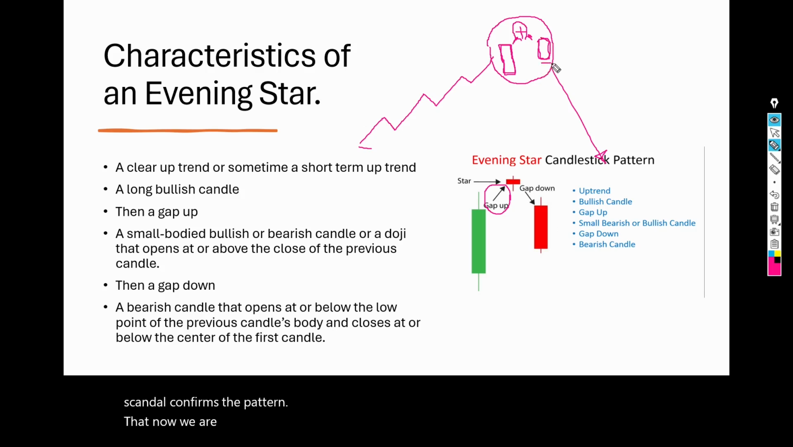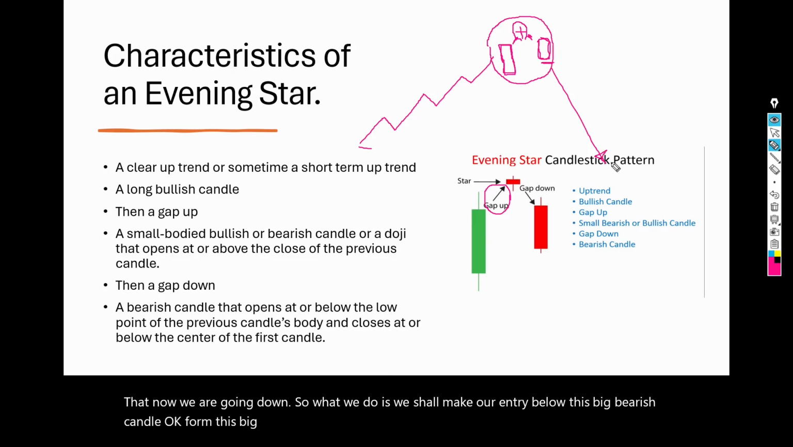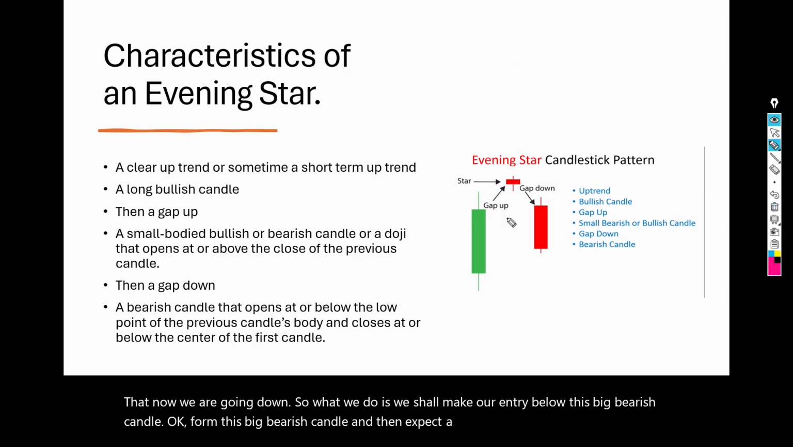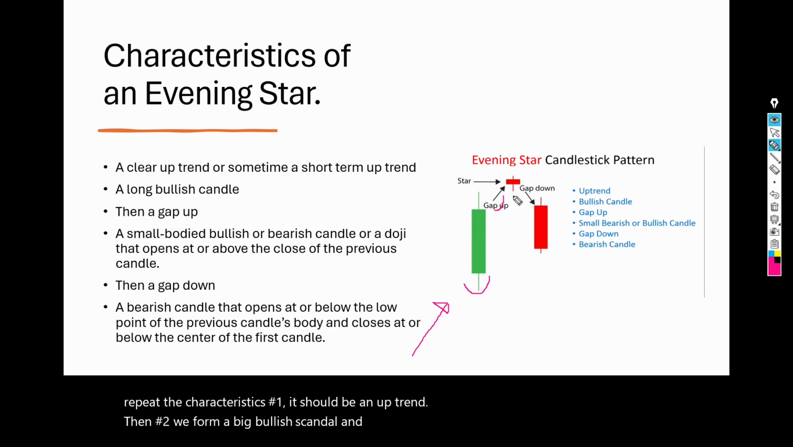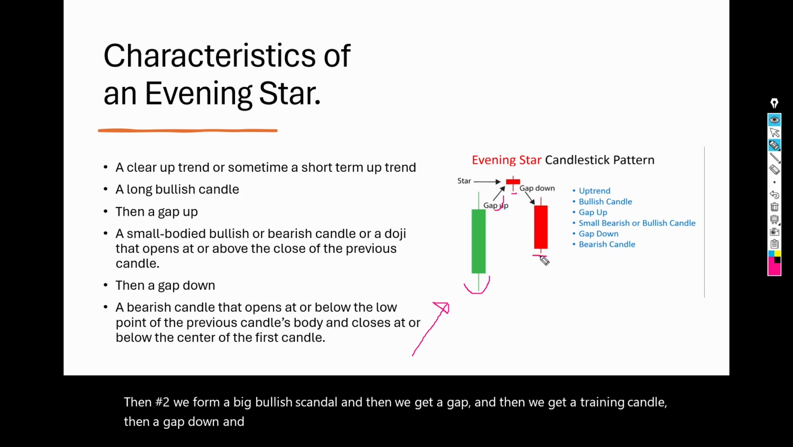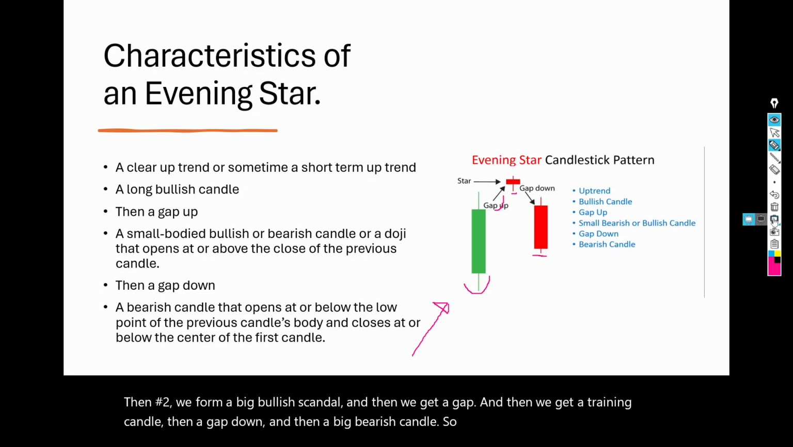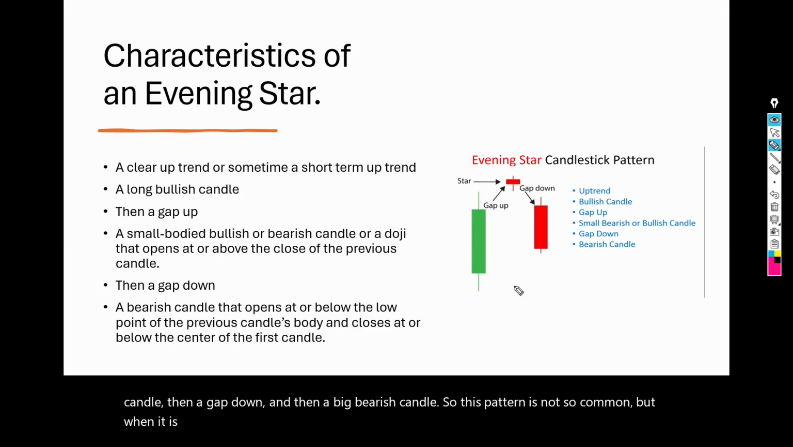So what we do is we shall make our entry below this big bearish candle, and then we expect a wave down. So again, to repeat the characteristics, number one, it should be an uptrend. Then number two, we form a big bullish candle, and then we get a gap, and then we get a tiny candle, then a gap down, and then a big bearish candle. This pattern is not so common, but when it is formed, it will always make big price changes.